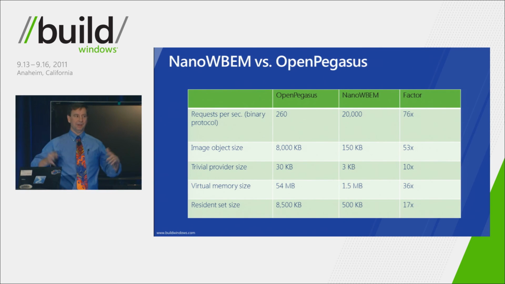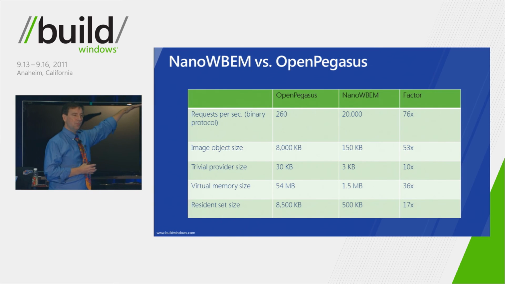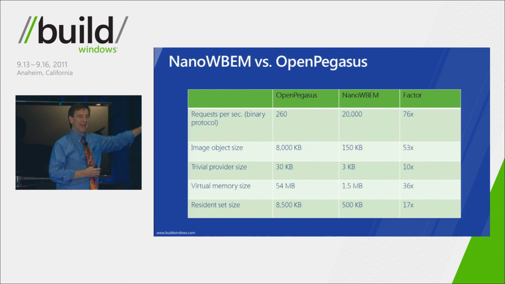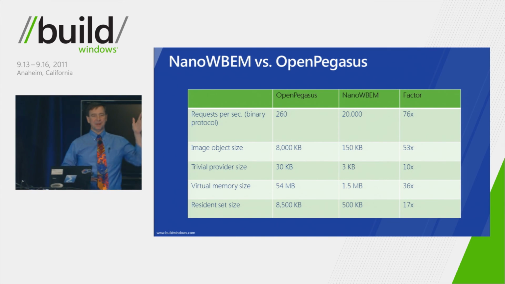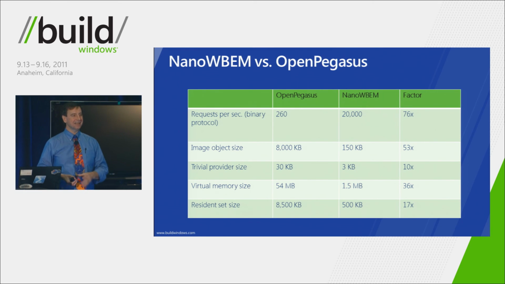Anyway, so now comparison. What are we talking about? Well, here's OpenPegasus, the thing most people are using today. Our NanoWBEM is 76 times faster. I'm telling you, this thing rocks. The object size, 53 times smaller. The provider size is about 10 times smaller, right? The design center was to be able to run this on a phone. Right, or on a device.